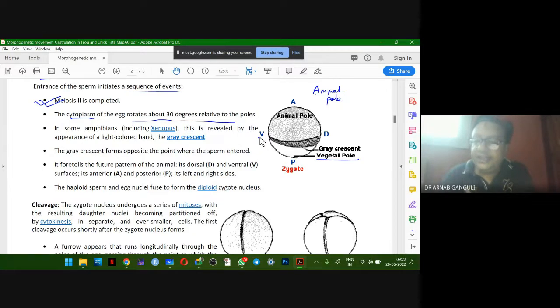The result is a region known as the gray crescent. When the cytoplasm shifts, then a little region known as the gray crescent is formed. In some of the amphibians, Xenopus is like a frog, it is the light colored band. This is the light colored band which you are seeing over here.